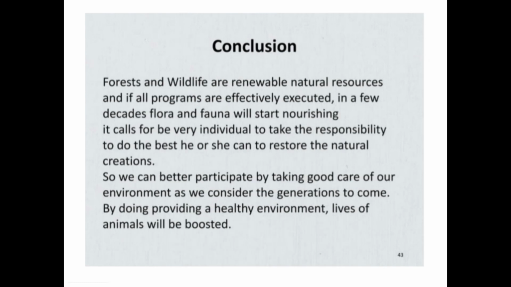And last one is conclusion. Forest and wildlife are renewable natural resources, and if all programs are effectively executed, in a few decades flora and fauna will start flourishing. It calls for every individual to take the responsibility to do the best he and she can to restore the natural creation, so we can better participate by taking good care of our environment as we consider the generations to come. By providing a healthy environment, the life of animals will be boosted.